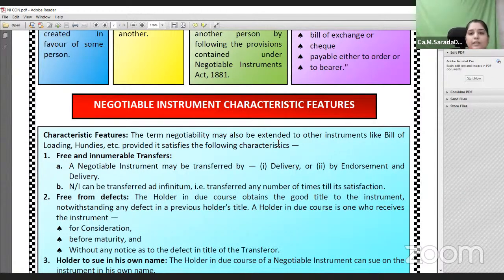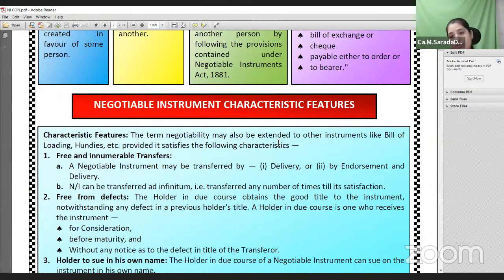The term negotiability is there for all the three negotiable instruments. It is there for a bill, it is there for a promissory note, it is there for a check. For all the three, these characteristics are applicable. And they are freely transferable from one person to another person, either by delivery or by endorsement and delivery. So by endorsement and delivery also, the instrument is being transferred.